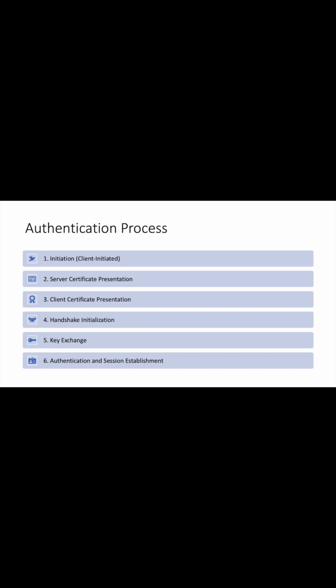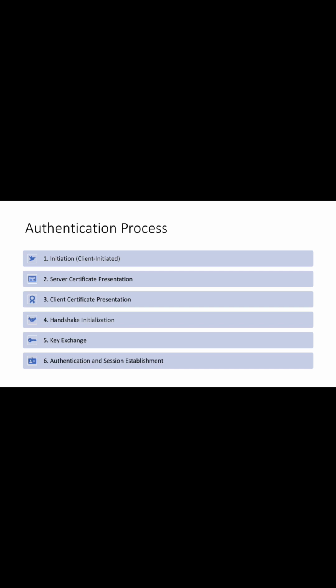The client then responds by presenting its own digital certificate to the server. Like the server certificate, the client certificate contains the public key and is issued, again, by a trusted CA. This step ensures mutual authentication, meaning both the client and server prove their identities to each other. The client and server initiate a handshake, which establishes the secure connection. This handshake is usually based on the TLS protocol. During the handshake, the client and server agree on the cryptographic parameters, such as the encryption algorithm and the keys that will be used for the secure communication.